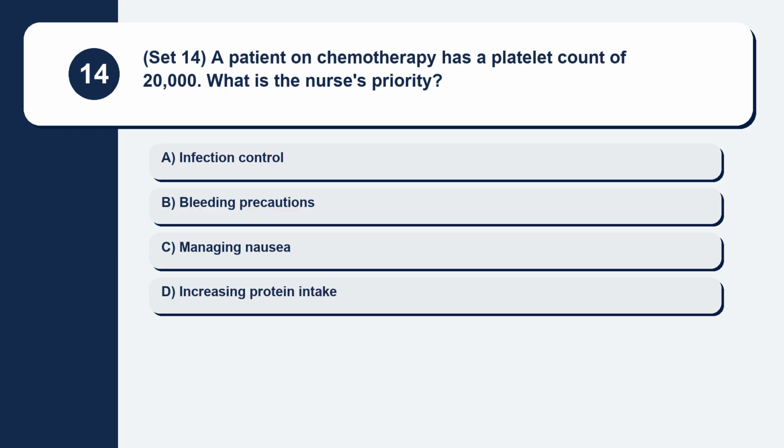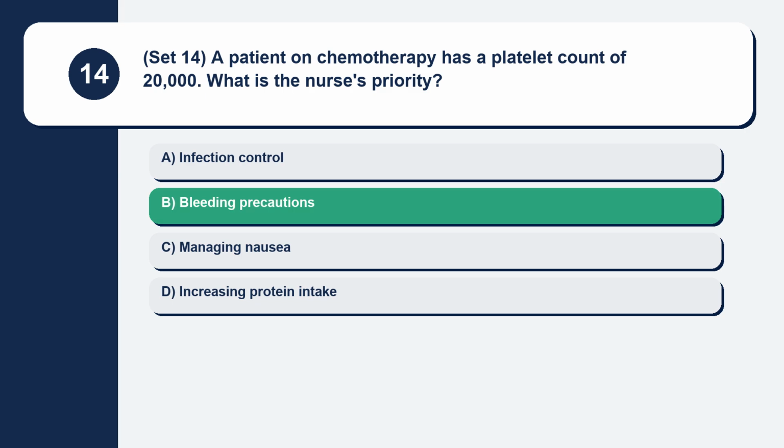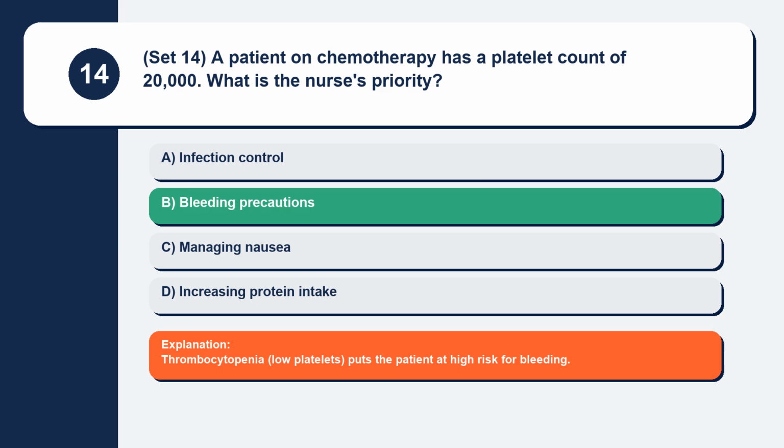Question 14. Set 14. A patient on chemotherapy has a platelet count of 20,000. What is the nurse's priority? Infection control, bleeding precautions, managing nausea, increasing protein intake. Thrombocytopenia, low platelets, puts the patient at high risk for bleeding.